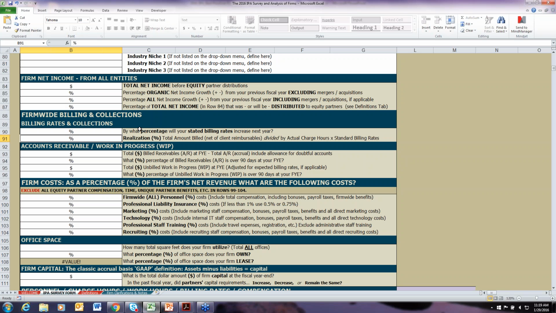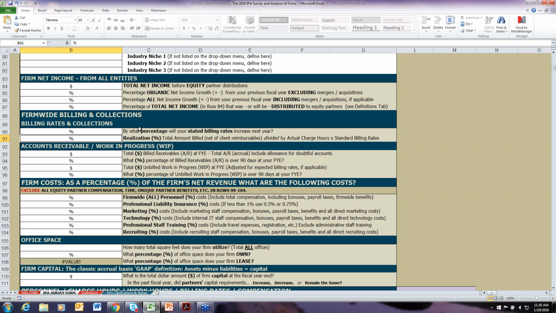Let's jump down to row 91. We're asking for the realization rate, which is defined as the total amount billed divided by what the time and billing system says you should have billed, which is actual charge hours times standard billing rates. In many cases, it would be net revenue divided by gross revenue. The numerator would be what was actually billed less all client reimbursables, and the denominator would be all charge hours before any write-offs multiplied by full standard billing rates before any write-downs or any write-ups.